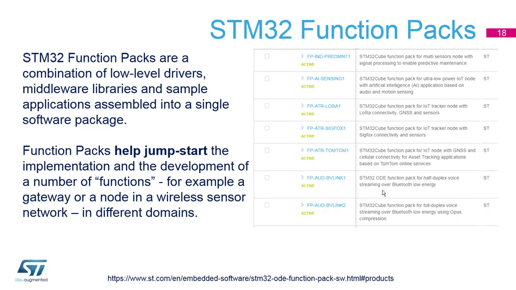This function pack has two example neural network implementations in it. The first one is the acoustic scene classification, where it will listen to ambient noise and tell you if that noise is an indoor noise, outdoor noise, or in-vehicle noise. The second one is the human activity recognition. It will look at accelerometer data and tell you which type of activity you're doing, whether you're running, walking, or jogging, and so on.